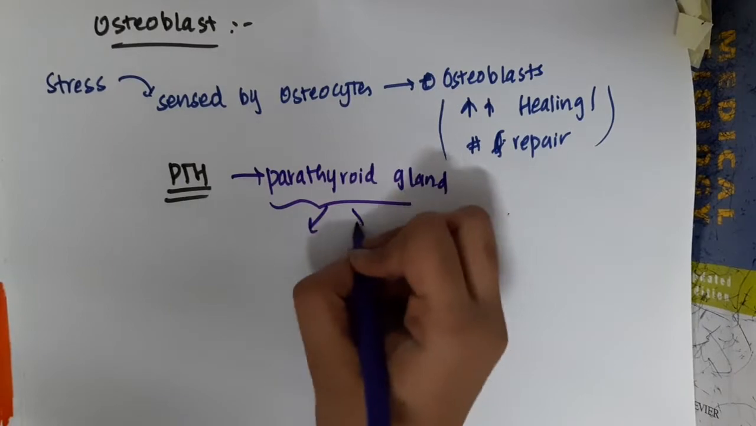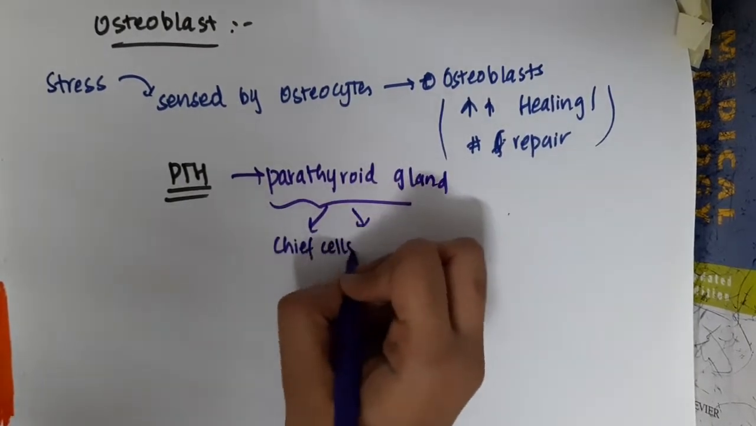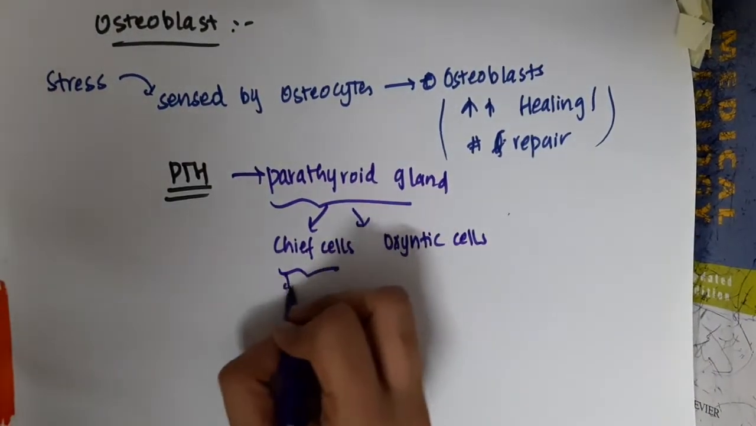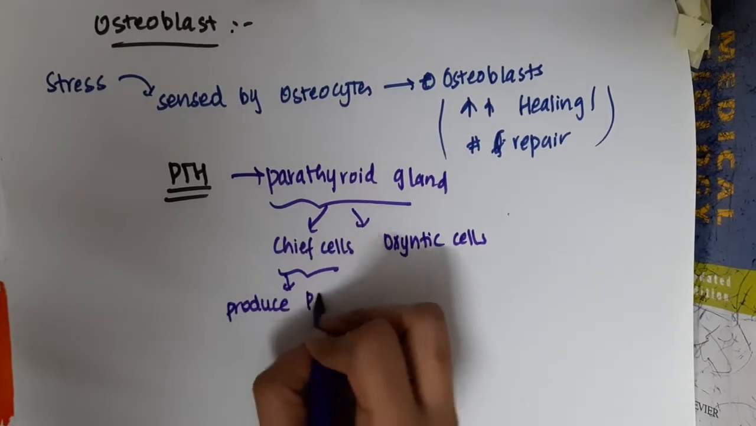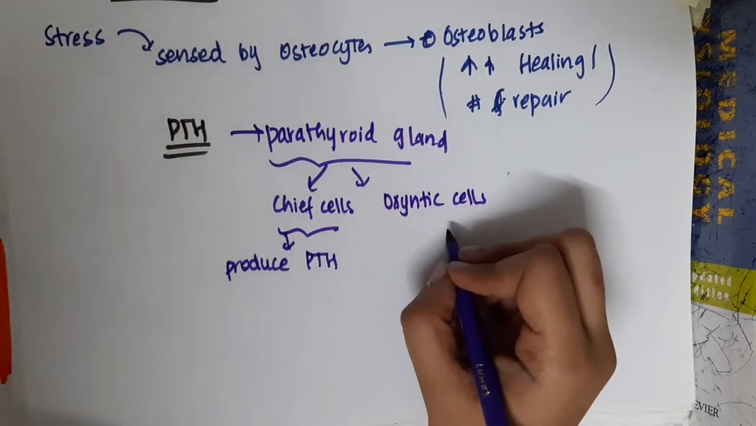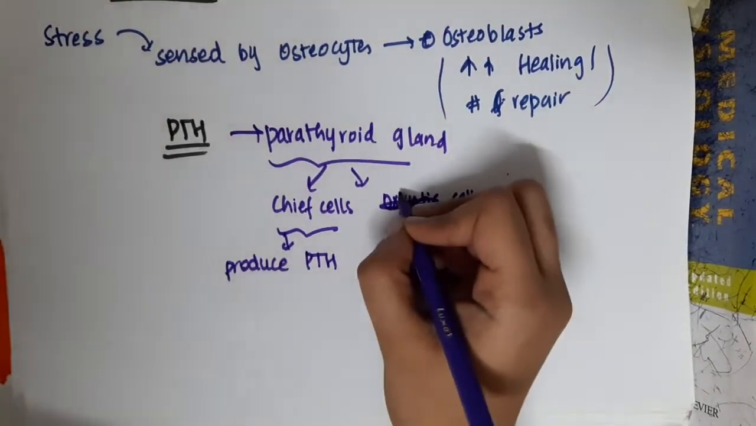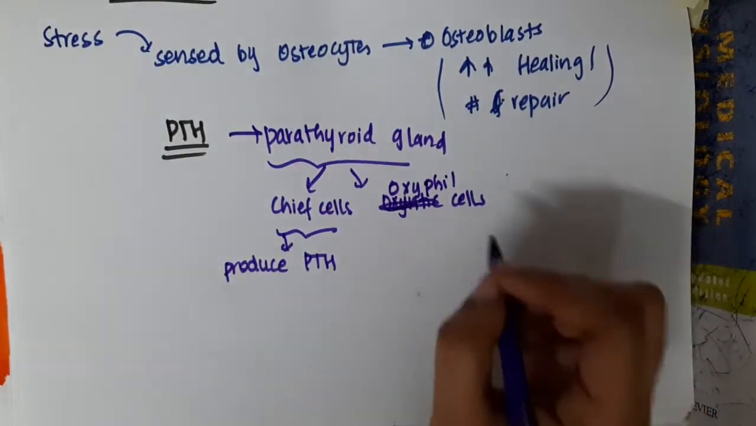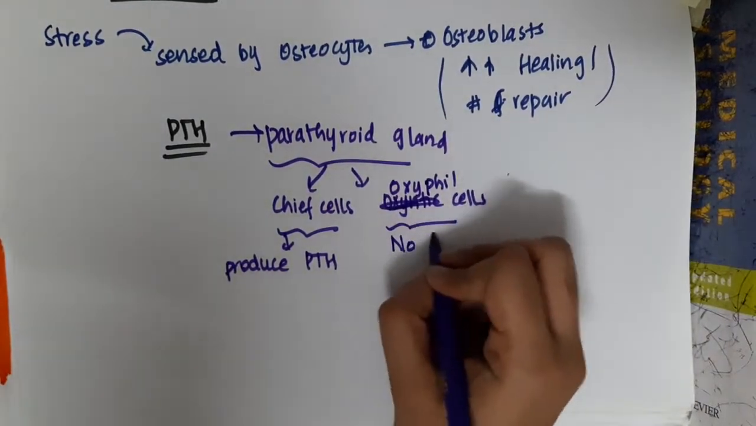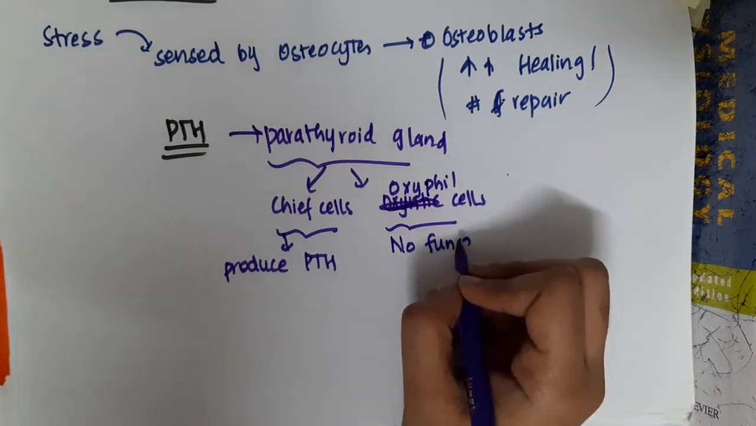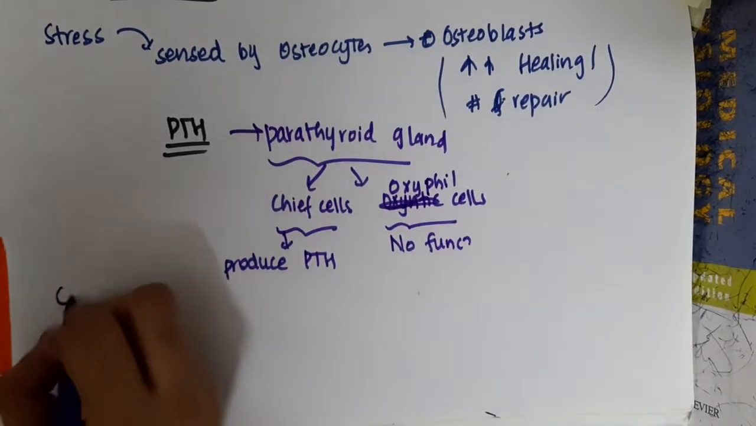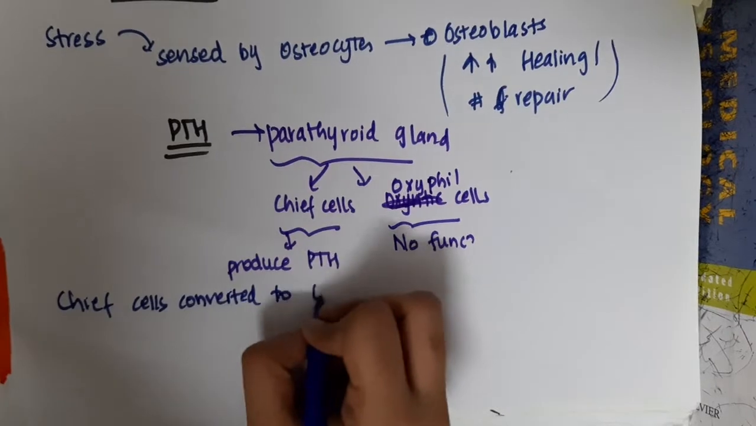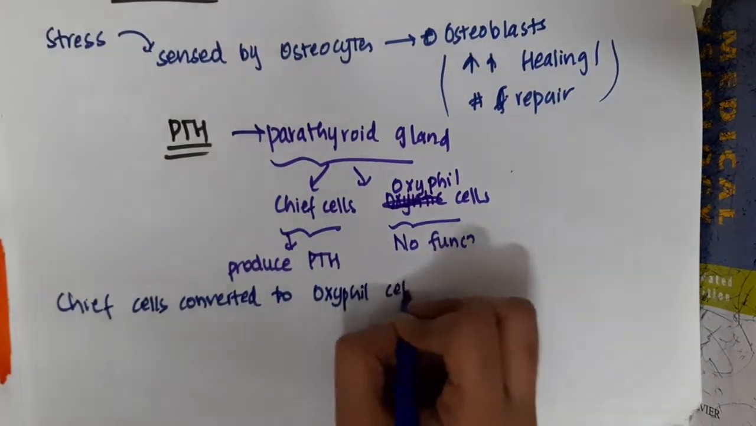In the parathyroid glands, we have two cells. One is the chief cells and the other is the oxyphil cells. These chief cells will produce parathormone, whereas these oxyphil cells have no function. Normally, the chief cells are converted to oxyphil cells after aging.